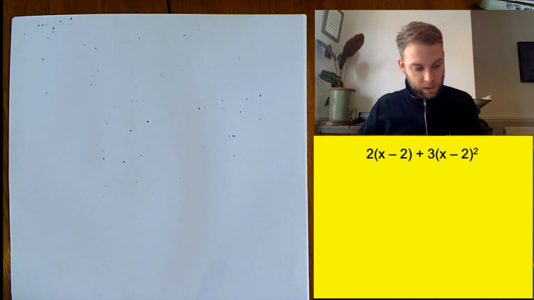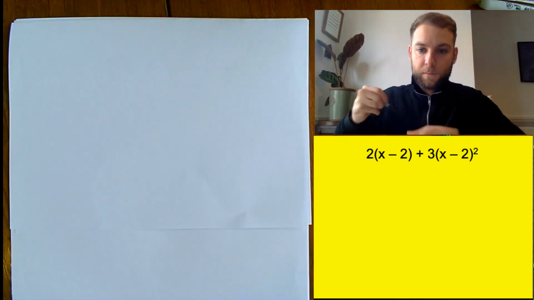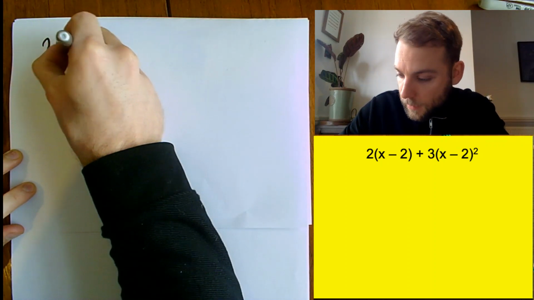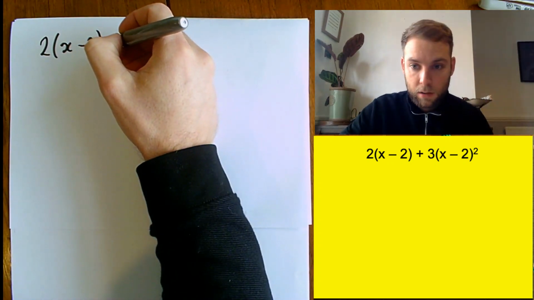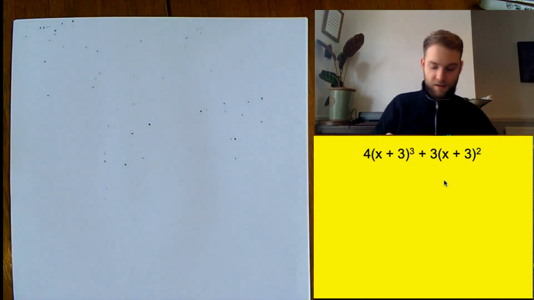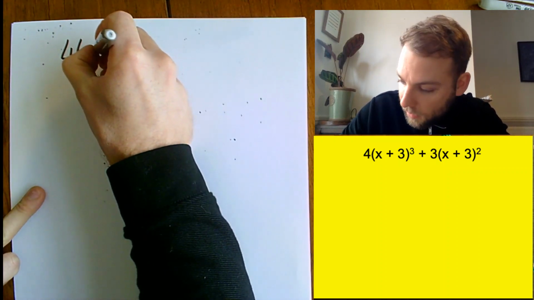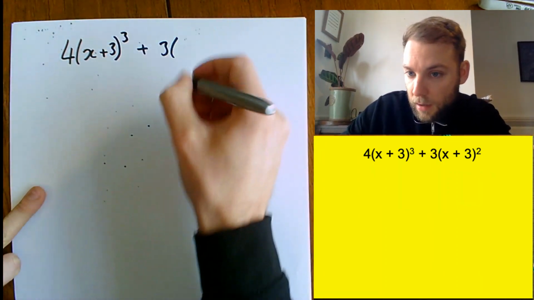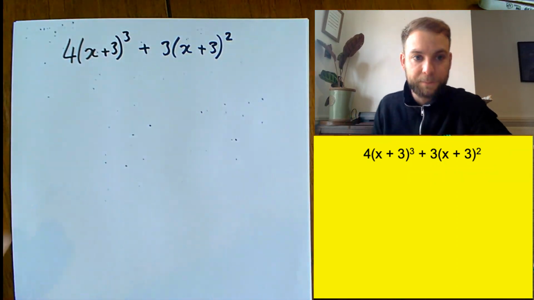One more of these questions. So here we've got 2 bracket x minus 2 plus, that's the same question, silly me. Try again. We've got 4 bracket x plus 3 all cubed plus 3 times by x plus 3 all squared.